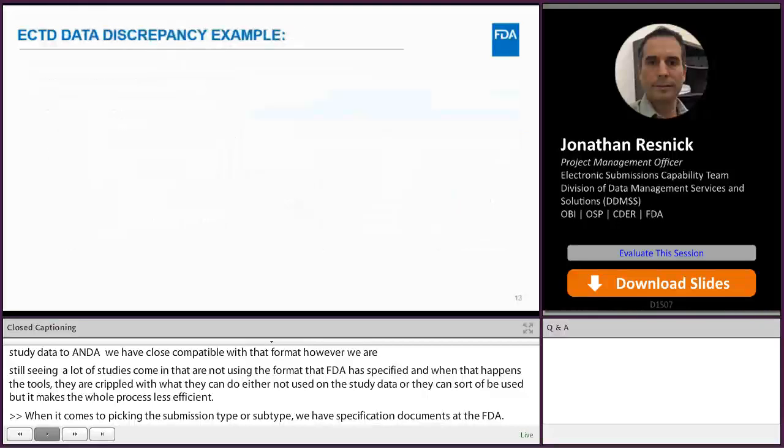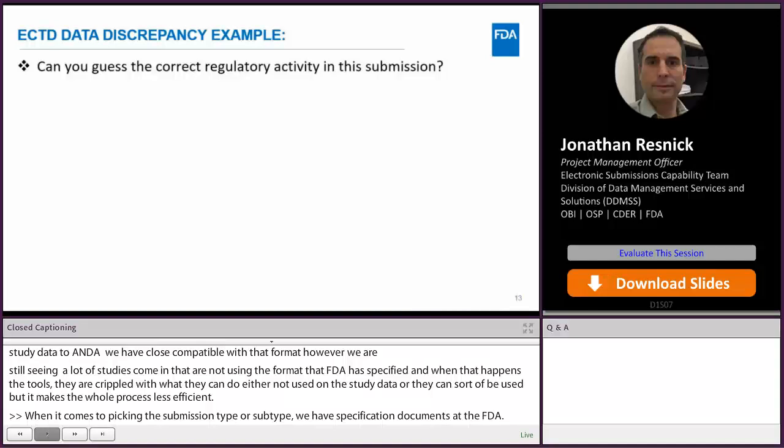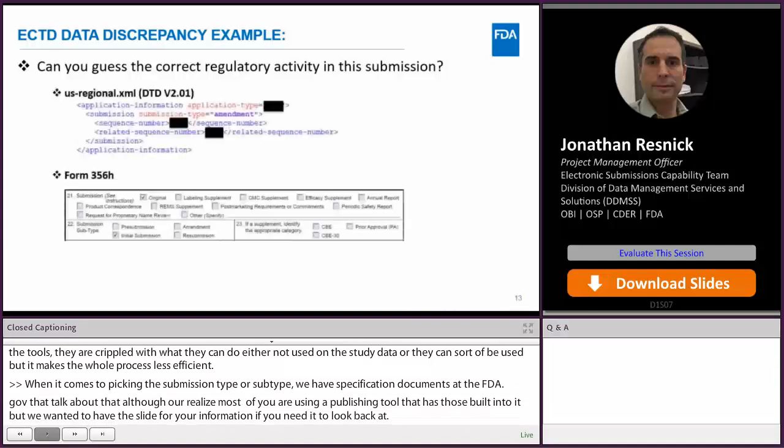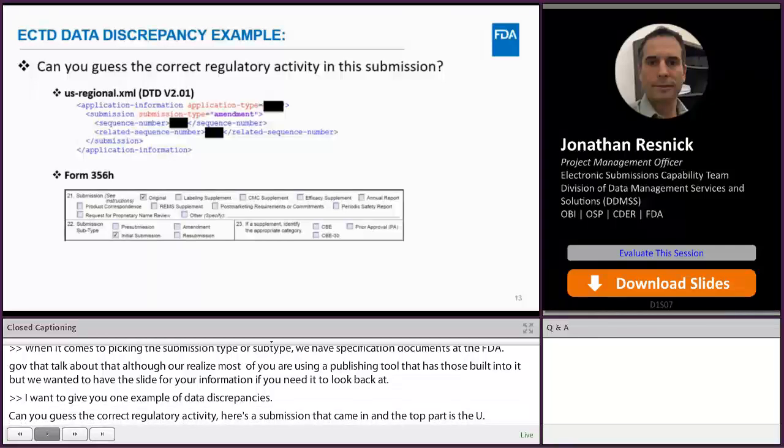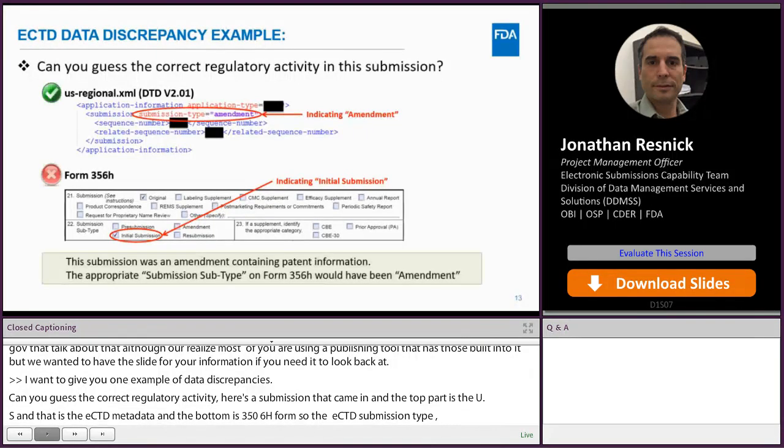So I want to give you one example of data discrepancies. Can you guess the correct regulatory activity? Here's a submission that came in. The top part is the U.S. regional, so that's the eCTD metadata, and the bottom is the FDA 356H form. The eCTD submission type that was chosen was amendment, but on the 356H, initial submission was checked. The automated system doesn't know what to classify this as, so it gets kicked out to a person, and they then figure out from reading the cover letter that the submission was an amendment containing patent information.